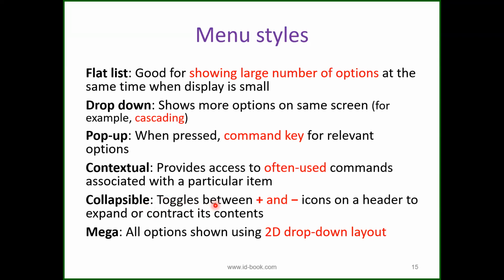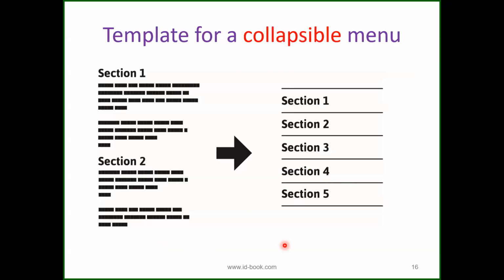Collapsible menu allows us to toggle between the icons by using plus and minus onto the header to expand or contract its contents. Mega menu is where all the options are shown using a 2D drop down layout. Let's take a look at a few of them.